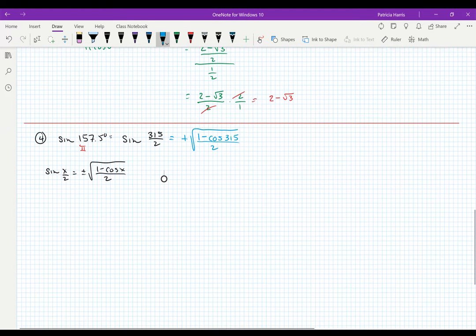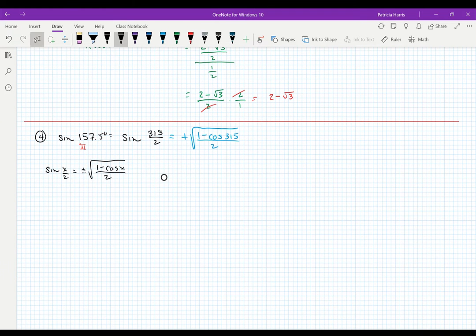Okay, again, we have a lot of simplification to do. All right, so 1 minus, okay, cosine of 315 is positive radical 2 over 2.